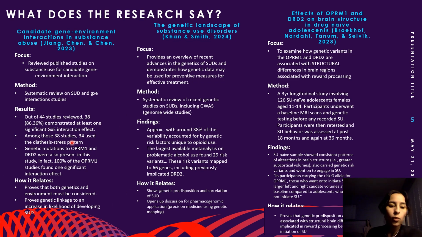The first one was a systematic review on substance use disorders and the gene and environment interaction studies. Out of the 44 studies that researchers reviewed, 38 demonstrated at least one significant gene and environment interaction effect. That's 86.36%. Out of those 38 studies, 34 used the diathesis stress pattern, which we're going to talk about in a later slide. 100% of the OPRM1 studies found one significant interaction effect. That just goes to prove that there's a genetic linkage to the increase in likelihood of developing SUDs.